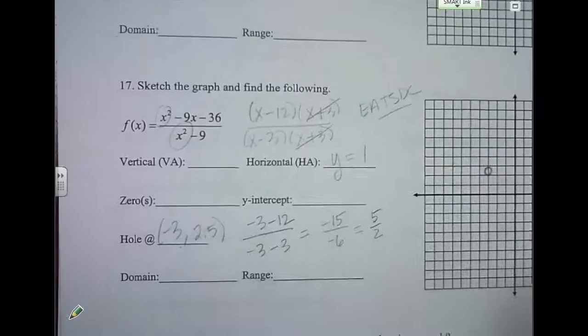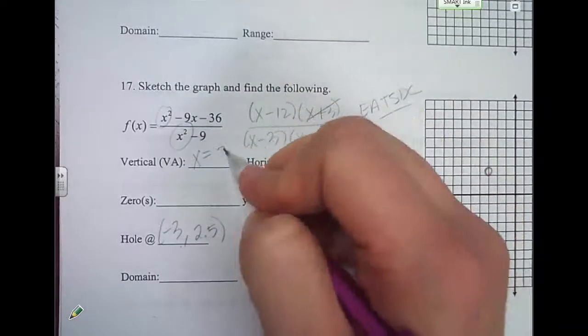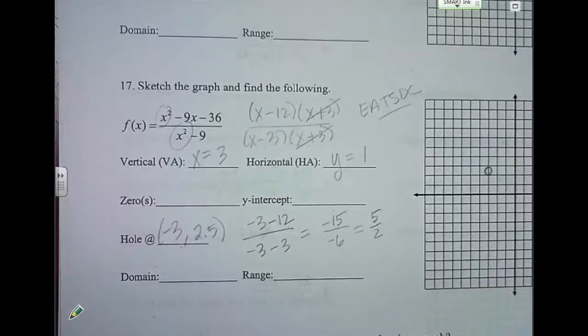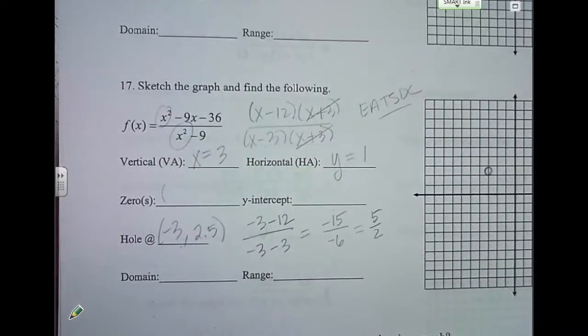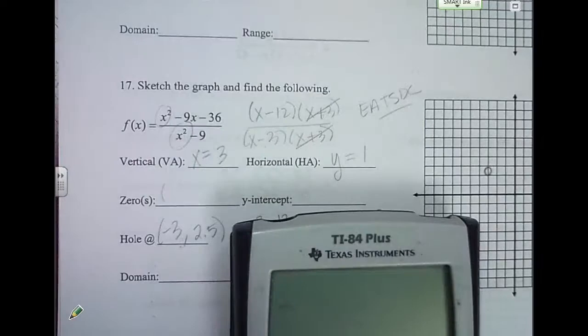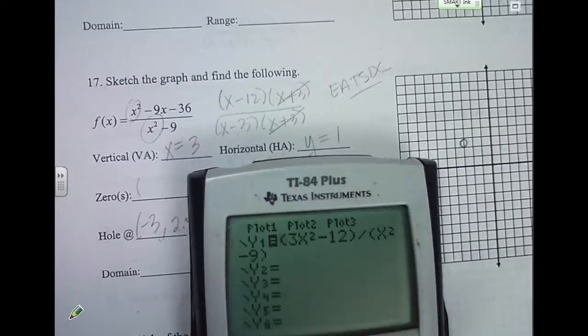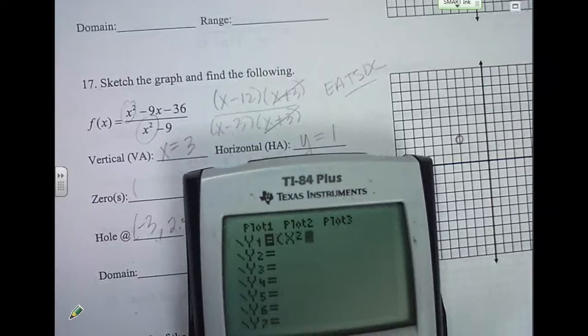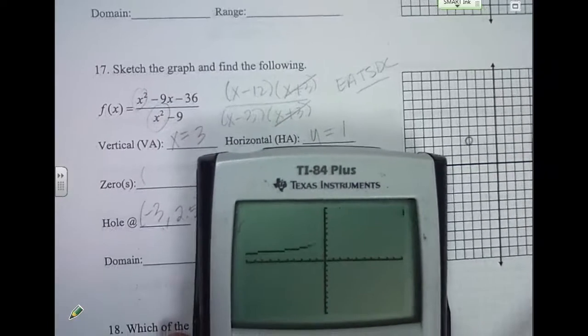Okay, the VA is what's left on the bottom. So x equals, remember we changed the sign there, so positive 3. The zeros, now if you can't remember this, you should be graphing this in your calculator. So let me show you what that looks like. If you graph this, you go to y equals, on the top make sure you put it in parentheses, x squared minus 9x minus 36 divided by x squared minus 9, and you graph it.